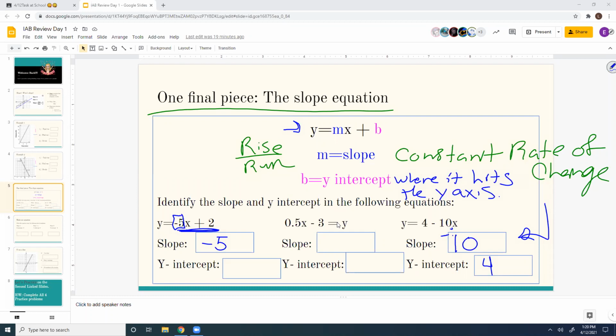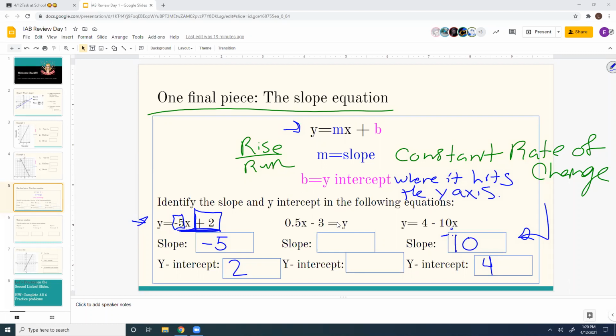What is our y-intercept going to be for this first equation? She says it's 2. Kaylee, what do you think? She agrees. Why is it 2 and not negative 2? Because of the plus sign, and the plus sign means it's a positive number. Very good job. Awesome.